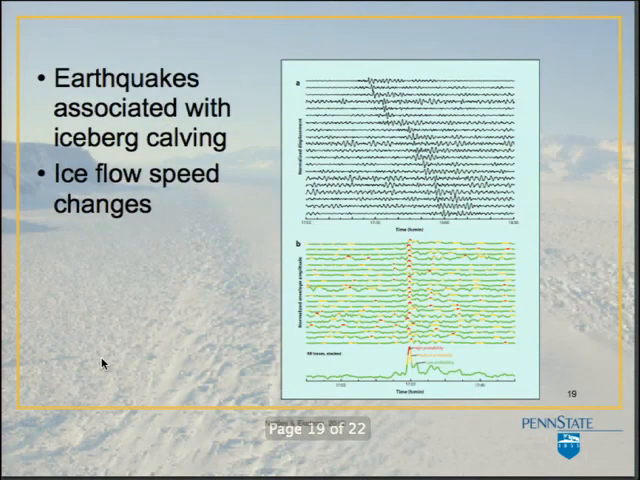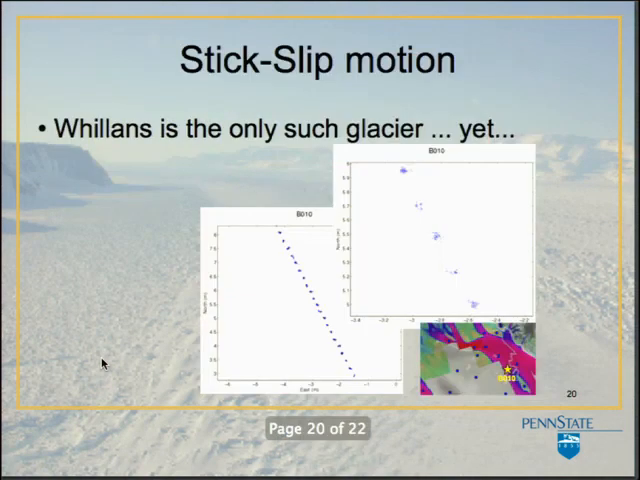This is one from Nettles and Ekström, detecting climate change with seismicity. So the number of these types of glacial earthquakes changes over time as the oceans around Greenland are warming, and as the oceans around Antarctica are warming, you're getting more of these iceberg calving events or ice shelf calving events.